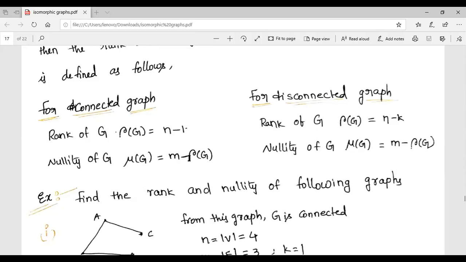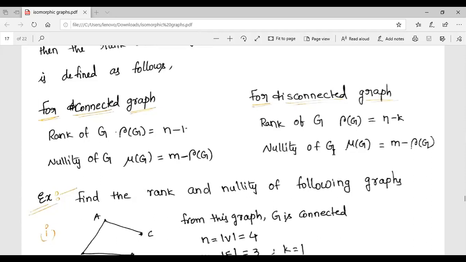Number of edges minus rank gives the nullity of G. This is the formula for a connected graph. For a disconnected graph, rank of G is equal to n minus k. Here k represents the number of components, and n represents the number of vertices. So the number of vertices minus the number of components gives the rank of the given disconnected graph.